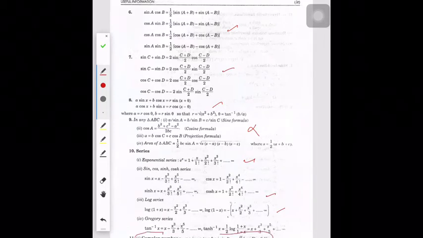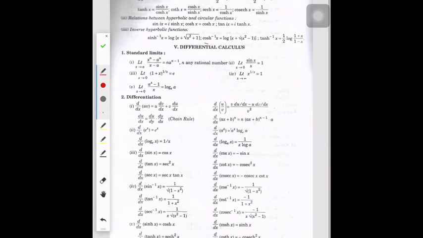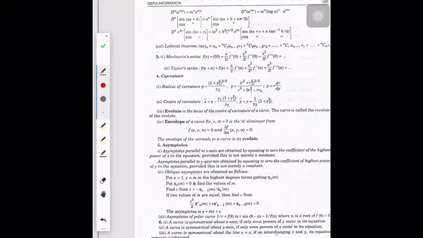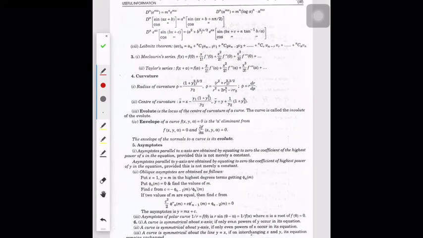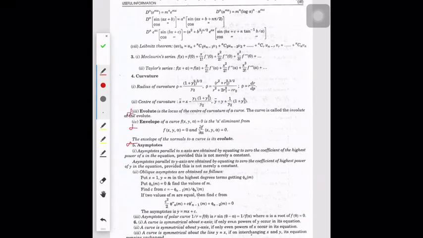Complex numbers: an entire chapter is there for this, so one formula will not replace that. So for this, refer to the complex numbers chapter. Hyperbolic functions, yes, you need them. Differential calculus, the entire chapter is there for GATE. So whatever is here, just have a look at it. Asymptotes, no need for you. Envelope, no need.